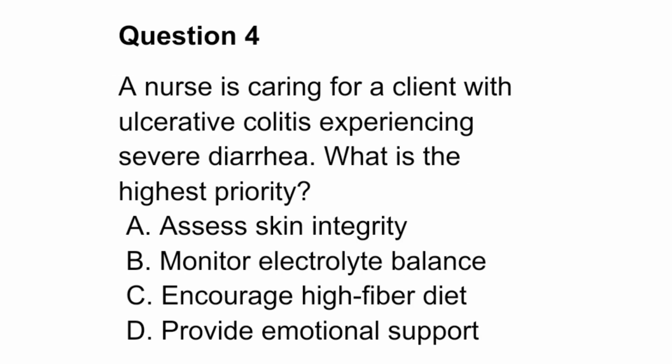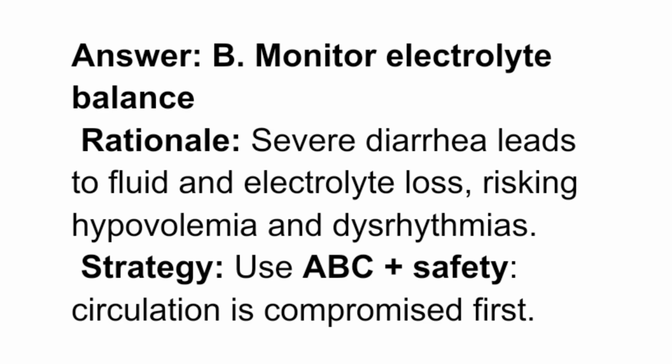Question 4. A nurse is caring for a client with ulcerative colitis experiencing severe diarrhea. What is the highest priority? A. Assess skin integrity. B. Monitor electrolyte balance. C. Encourage high-fiber diet. D. Provide emotional support. Answer: B. Monitor electrolyte balance. Rationale: severe diarrhea leads to fluid and electrolyte loss, risking hypovolemia and dysrhythmias. Strategy: use ABC plus safety; circulation is compromised first.